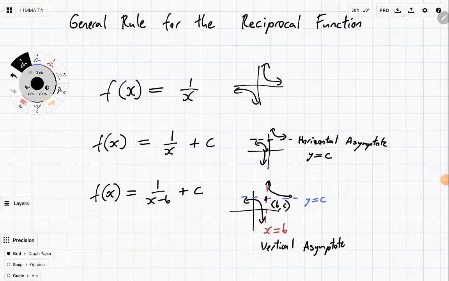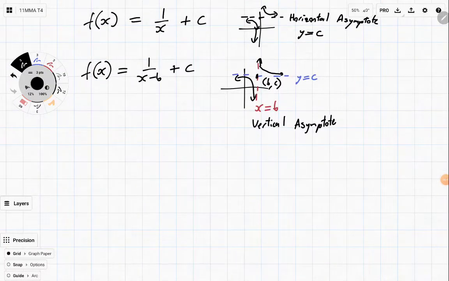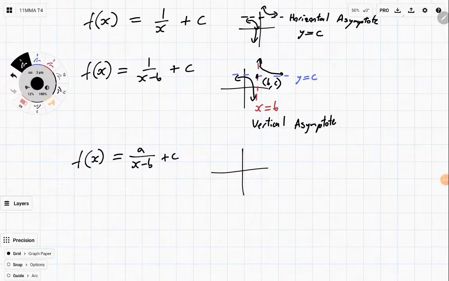Now, for this, we can just multiply the part without the c by a. So we can get a over x minus b plus c. Because in the end, 1 was just an arbitrary choice. And for this, it's not going to appear to have any difference than the other ones, but it's going to look a little bit different.